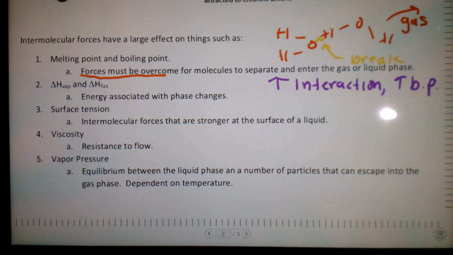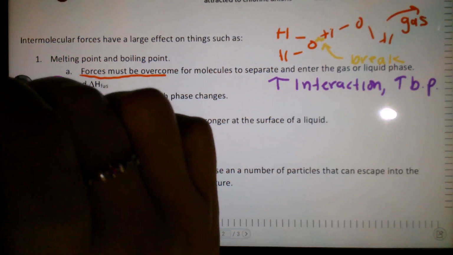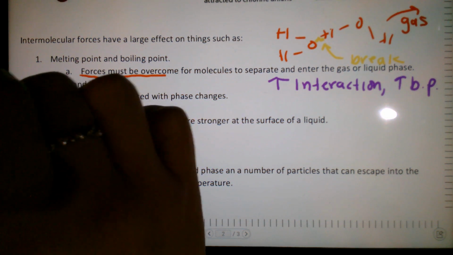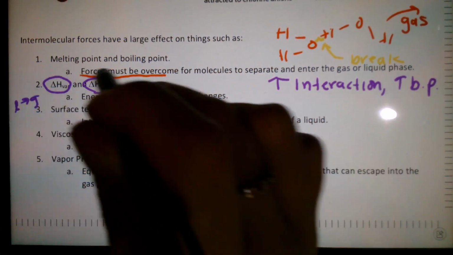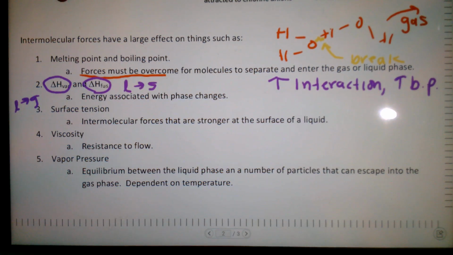Okay, so we're also going to see that intermolecular forces have effects on the enthalpy or heat of vaporization and the enthalpy or heat of fusion. So this is energy associated with phase changes. We'll talk about this at the end of this chapter and we'll do some calculations with it. But delta H vaporization is the energy associated with going from a liquid to a gas, and delta H of fusion is the energy associated with going from liquid to solid.